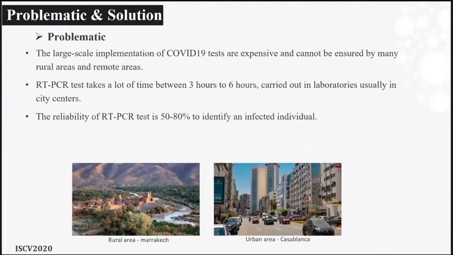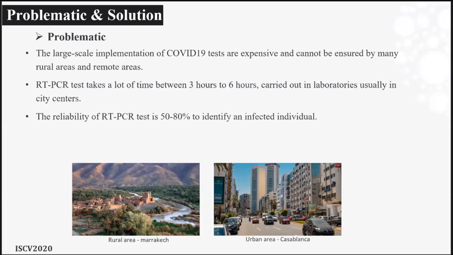So the problematic here: we face some problems in diagnosis and detection. The COVID-19 tests are expensive. They cannot be provided in many rural and remote areas. The RT-PCR test, which is the gold standard for detecting the presence of the novel coronavirus, takes a lot of time, between 3 and 6 hours, and is carried out in laboratories, usually in city centers, that demand time-consuming precision, and this causes a significant problem. Finally, the reliability of the RT-PCR test is between 50 and 80% to identify an infected individual.